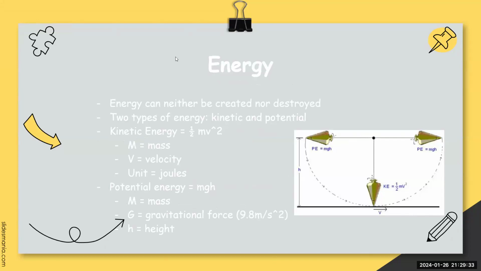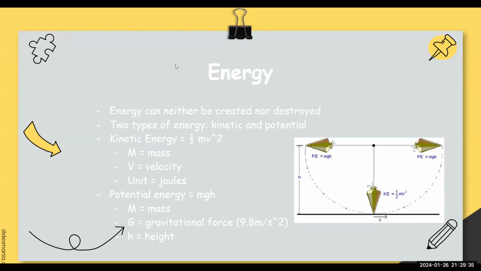Okay, so here's some more on energy. Energy cannot be created, nor can it be destroyed, which leads us to two different kinds of energy. There's kinetic energy and then there's potential energy. Kinetic energy is equal to 1/2 mv squared, where m is the mass, v is the velocity, and the unit will be joules for energy.